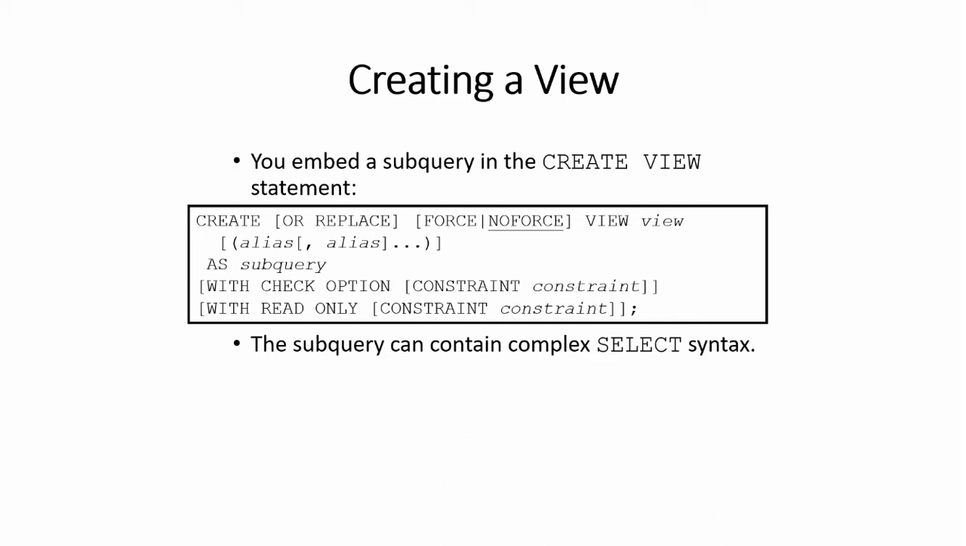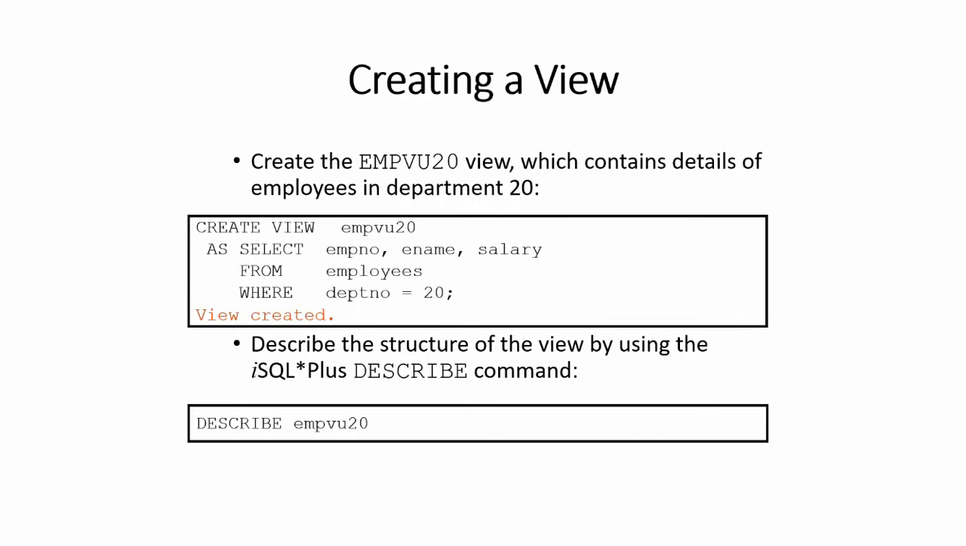Then you can provide the alias if it is required. Then after this we write AS and a subquery. We can provide WITH CHECK OPTION over here, and we can also provide WITH READ ONLY. And the subquery contains the complex select syntax. Very simple.